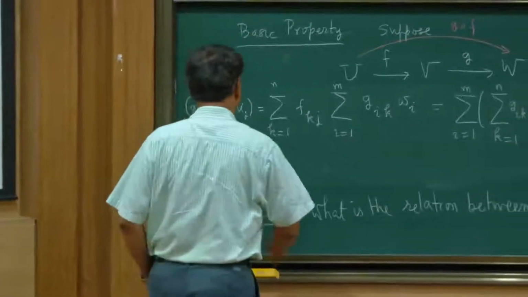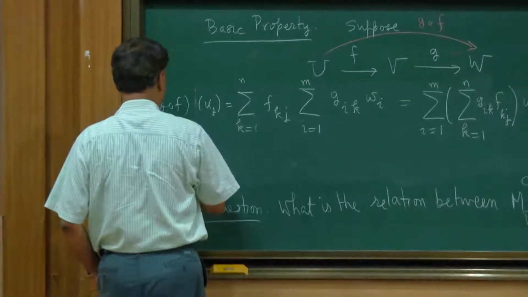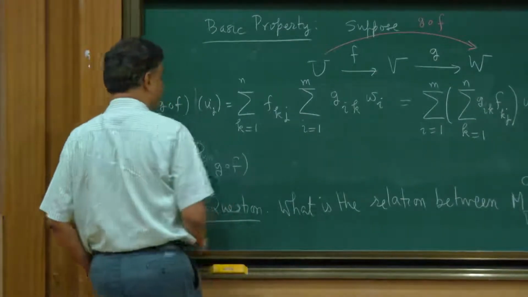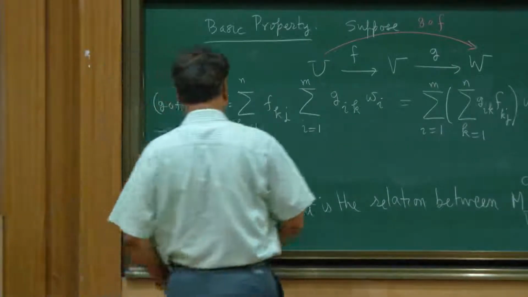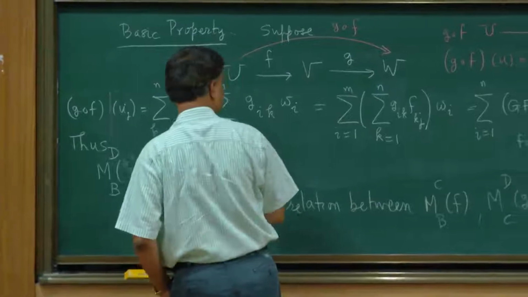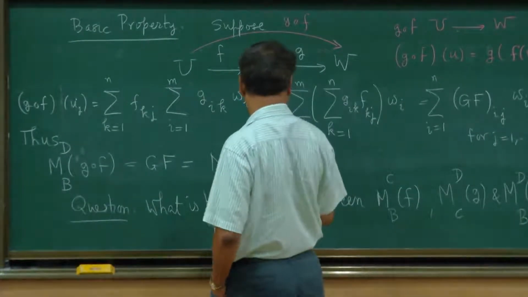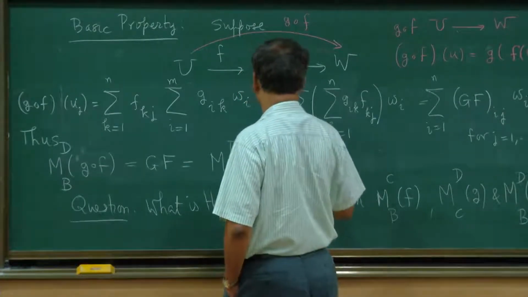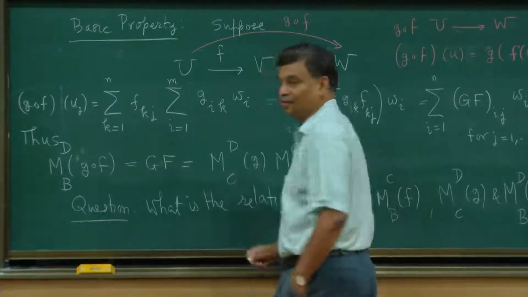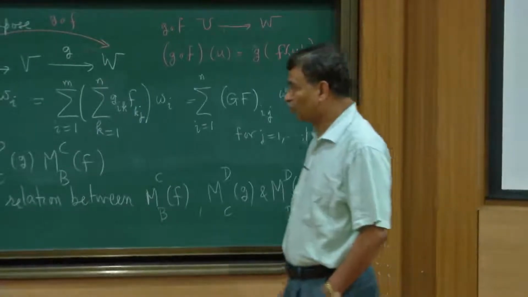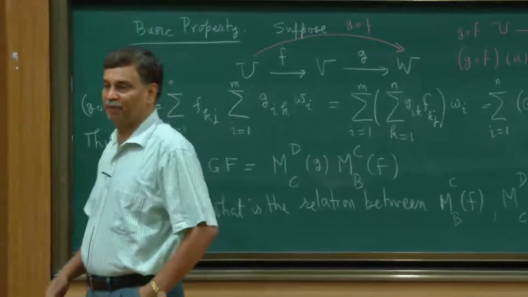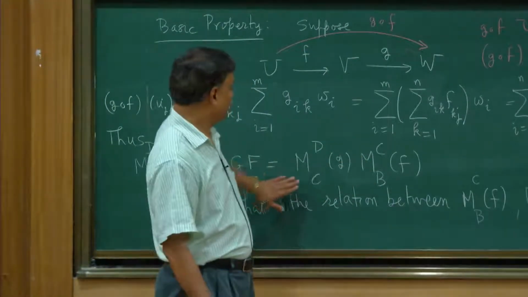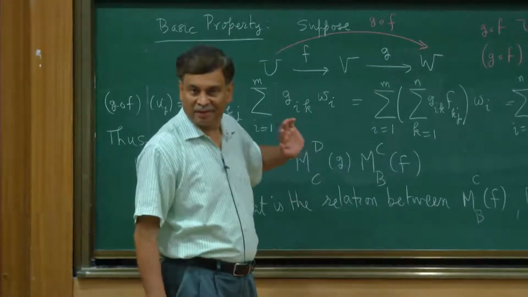So what does this prove? Thus, the matrix of G composed with F, with a basis B for the domain and D for the codomain, will be the matrix of C and D G times the matrix of B and C F. So, the matrix of the composite of linear maps is the product of the corresponding matrices, provided you keep track of the bases in the correct fashion.